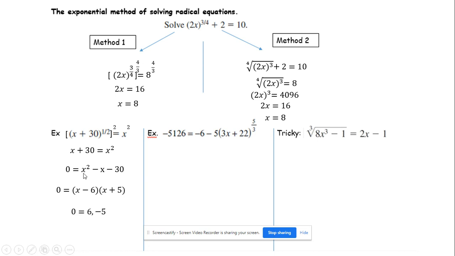So you get 6 and -5. And that should be an x, not a 0. You'll find that if you put -5 into this problem, it's not going to work. So that's an extraneous solution. The only answer is 6.